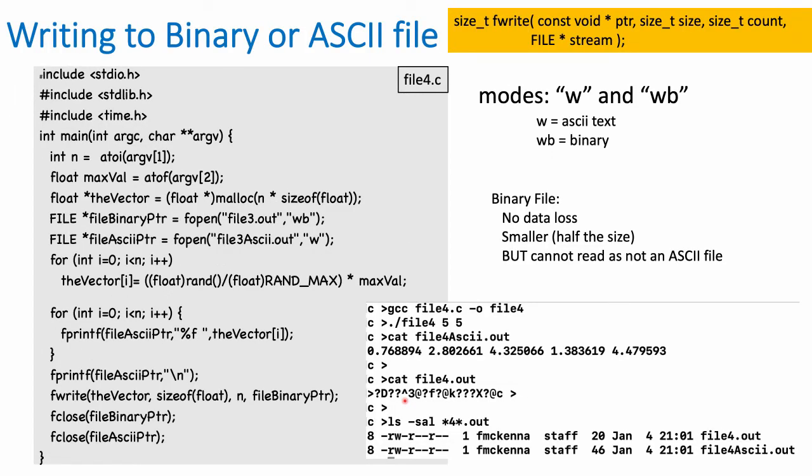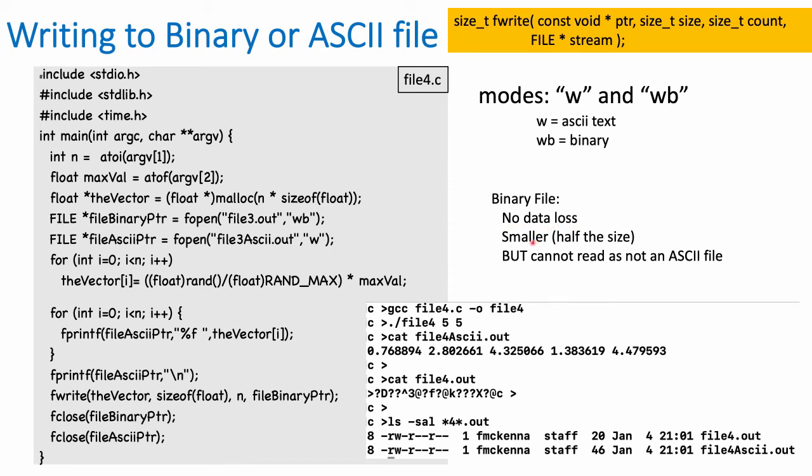So now, writing to binary. That was writing to an ASCII text file. Now what we want to do is write to a binary file. Why do we want to write to a binary file? Well, there's no data loss.